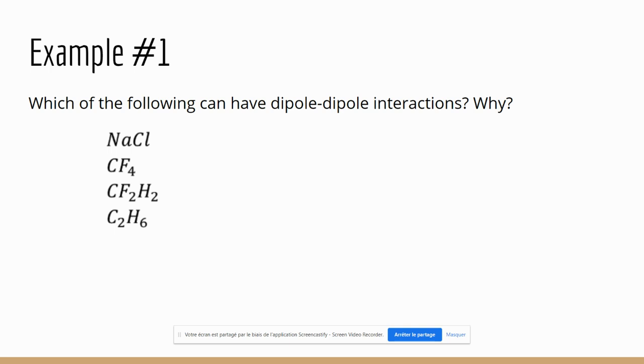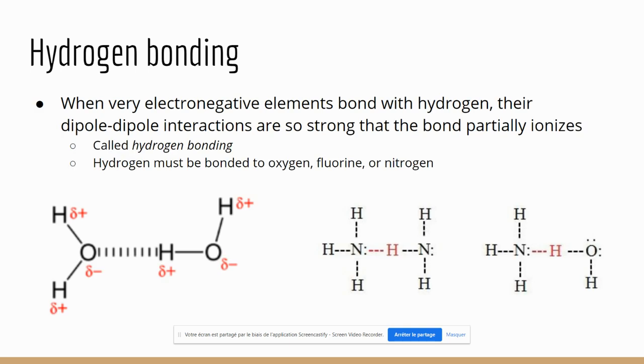on the other side. And then the fourth one is no, because carbon and hydrogen are considered to be equal in electronegativity. So if you just have carbon and hydrogen, it's never going to have a dipole-dipole interaction. Pause here. You do not need to draw the pictures.